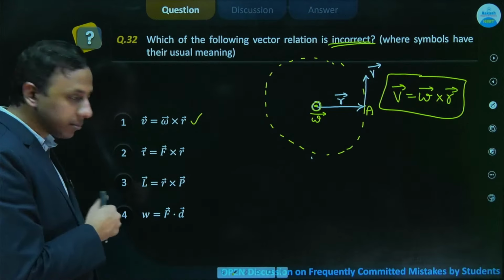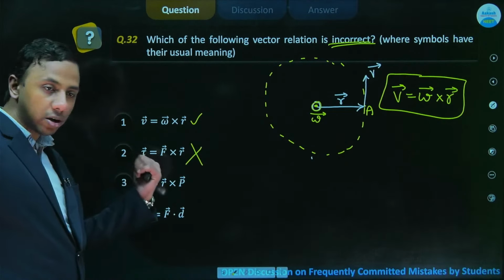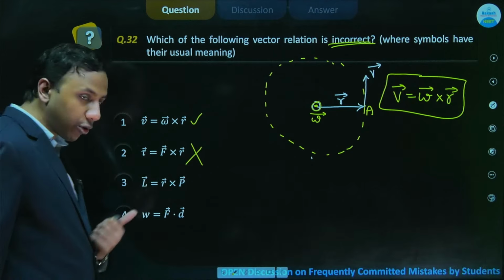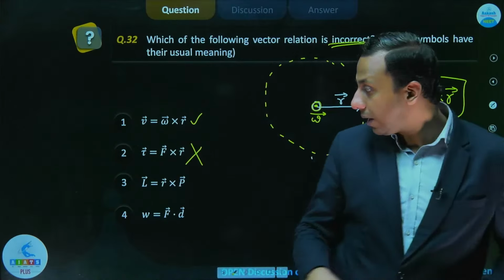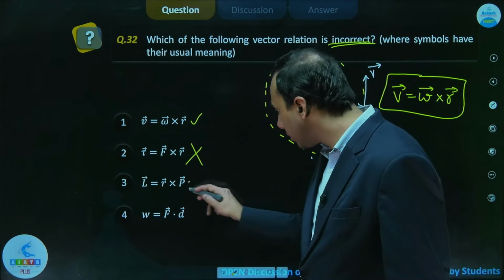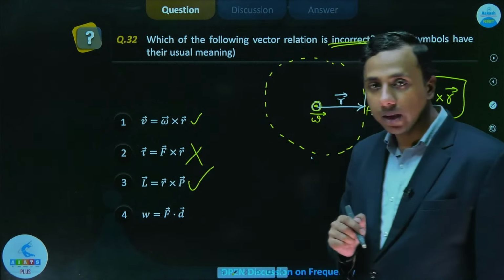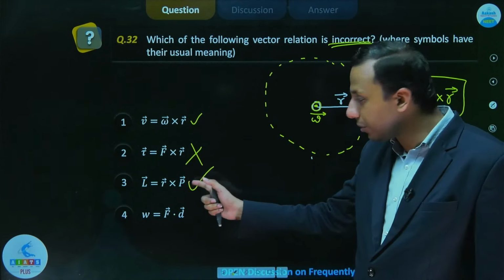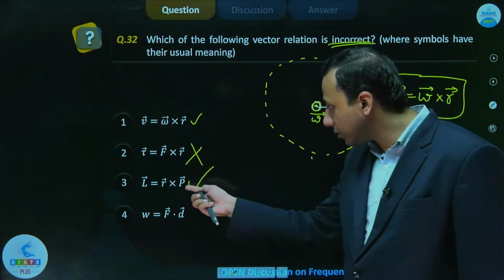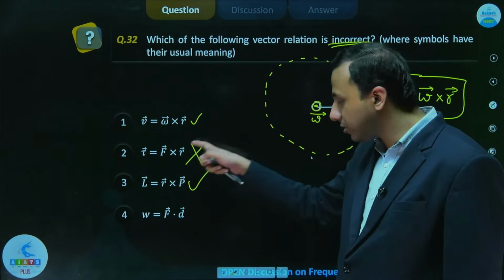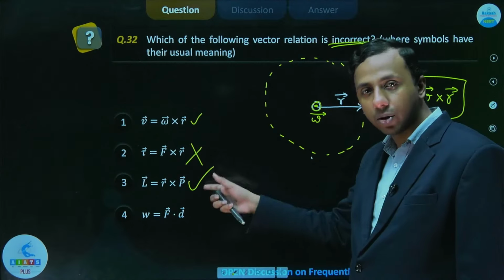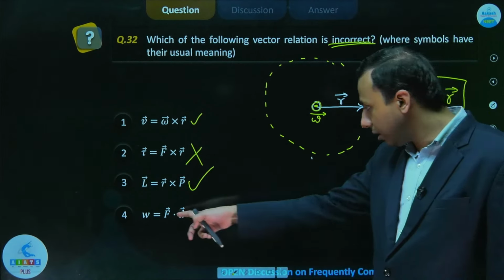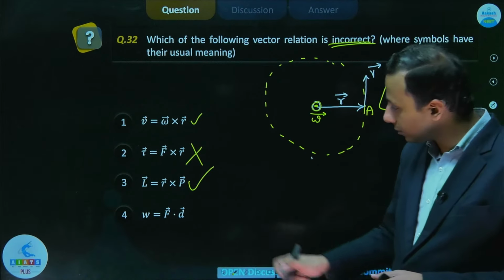What about this one? This is wrong, right? Because torque is actually R cross F, not F cross R. This is wrong. What about the next one? Angular momentum vector L, that is correct. It is equal to R cross mv vector. mv is your momentum vector, p is your momentum vector, m into v. So R cross mv is your angular momentum, R cross F, force, is your torque. So this is correct. Fourth option, F dot D, right? So this is also correct.